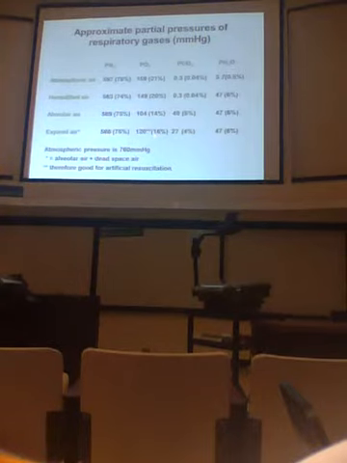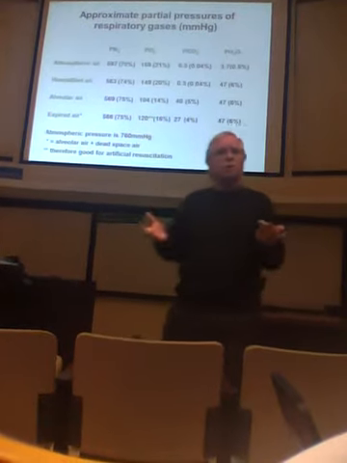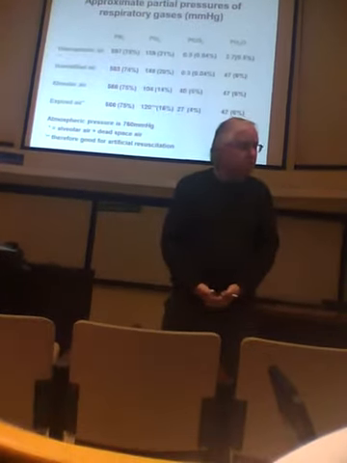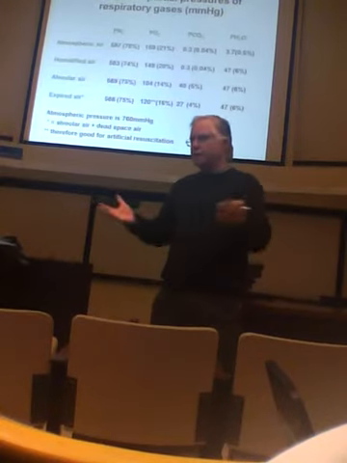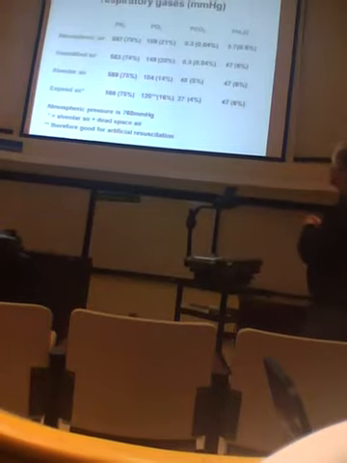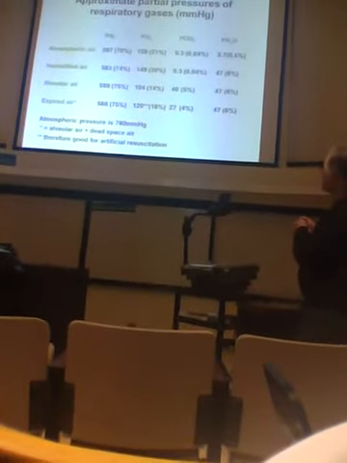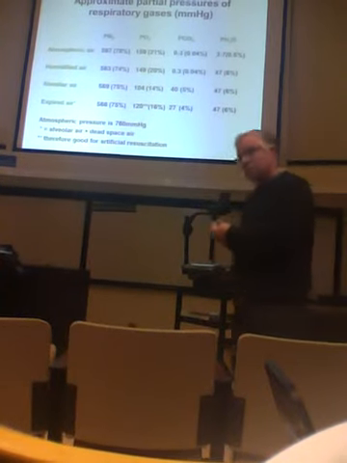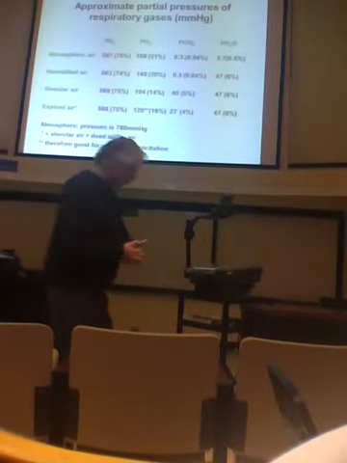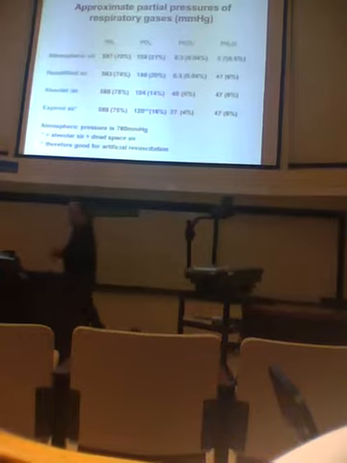The double asterisk here is just to remind you that when you give someone mouth-to-mouth resuscitation, your expired air is good. It still has 16% oxygen in it. It doesn't have the same amount of oxygen as atmospheric air, but it still has enough to resuscitate somebody. So your expired air is good for mouth-to-mouth resuscitation if you ever have to do that, and that's why.